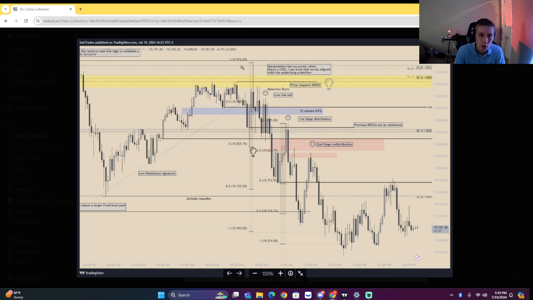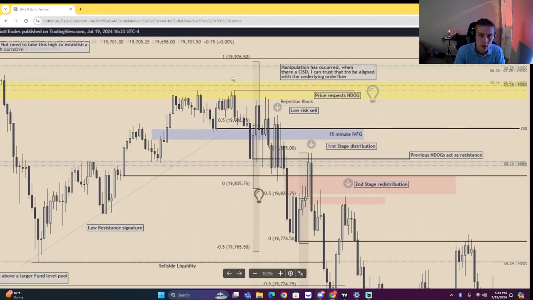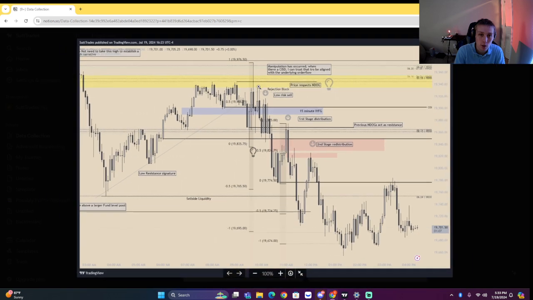We have these new week opening gaps that get respected. These green boxes are new week opening gaps, and this yellow one is the current new day opening gap. So that's how I have these. And then we end up having displacement lower, sell, first stage of distribution, second stage of redistribution right there.